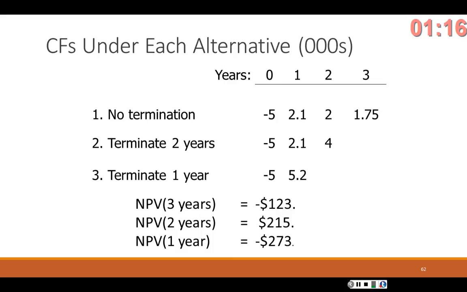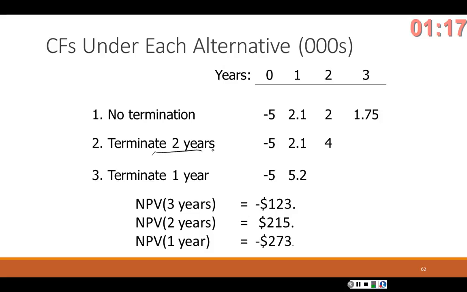So this is what the cash flows would look like. The project cost $5,000, returned $2,100 in year 1, $2,000 in year 2, and $1,750 in year 3. That would give us an NPV of a negative $123.